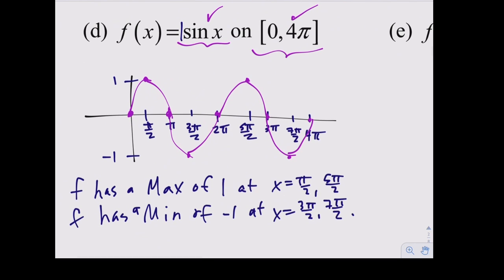Now notice where the max and mins occur. Neither one of the max and mins occurred at the endpoint, did they? They all occurred at places where the derivative was what? 0. That's interesting.